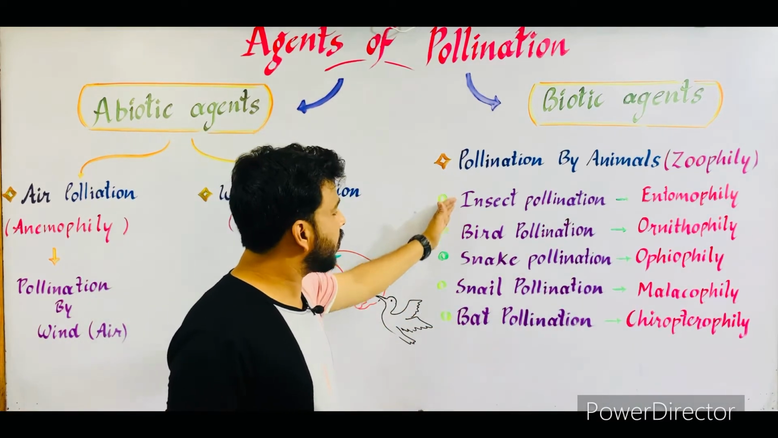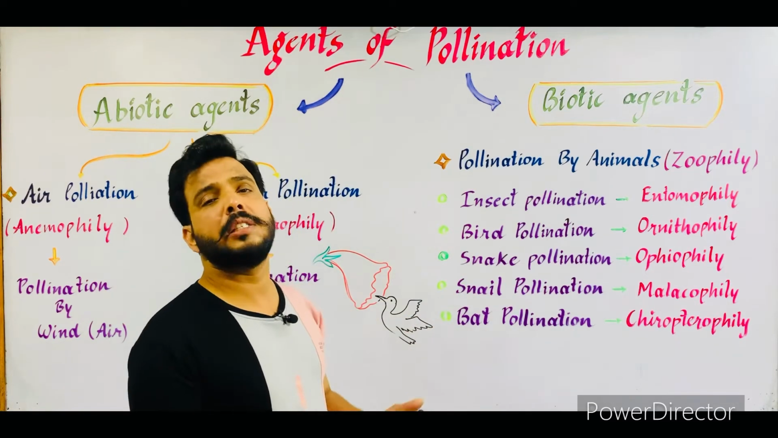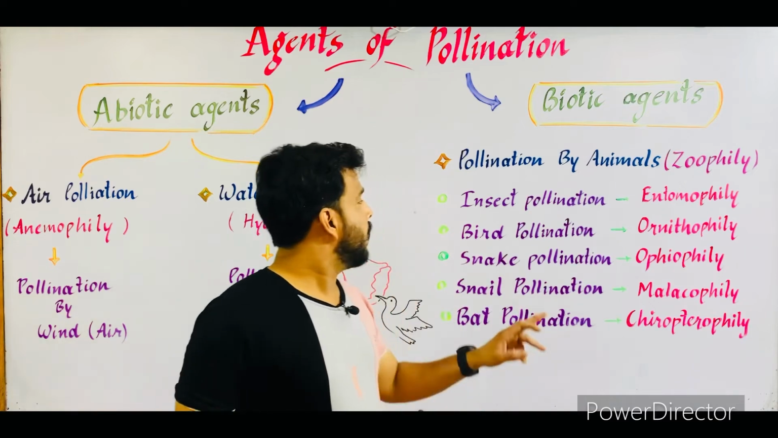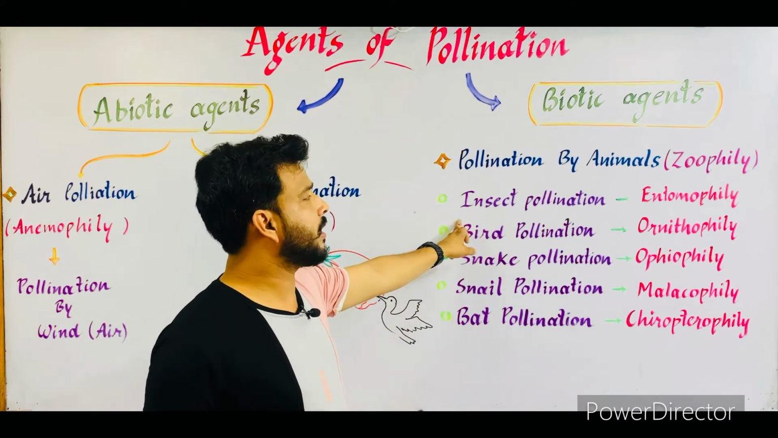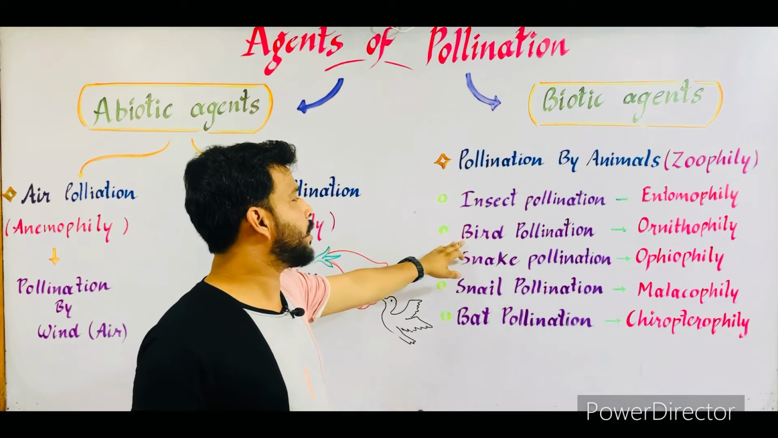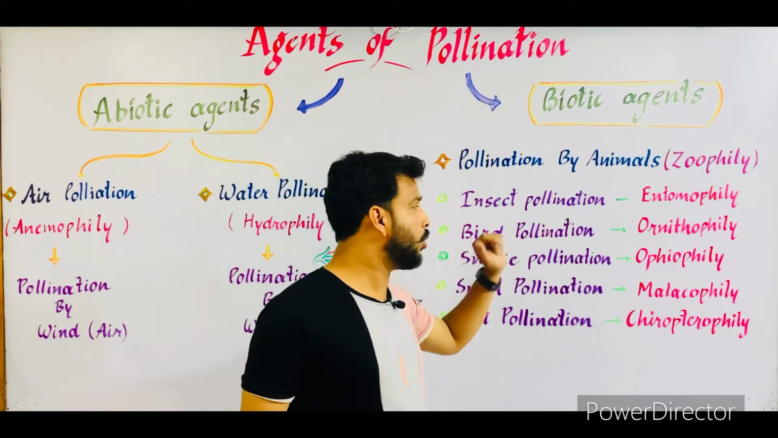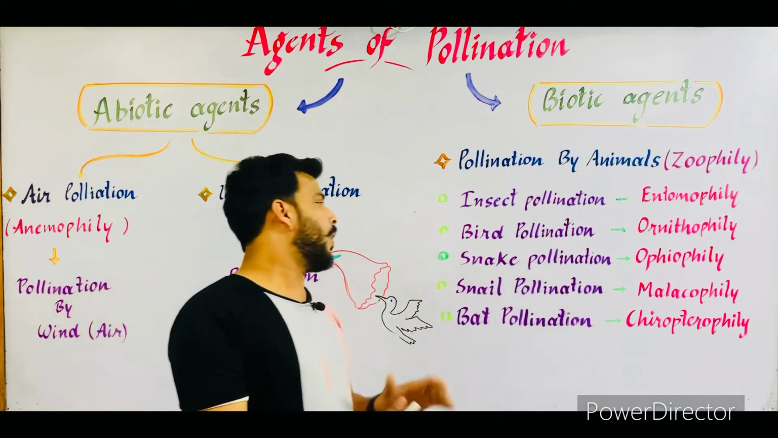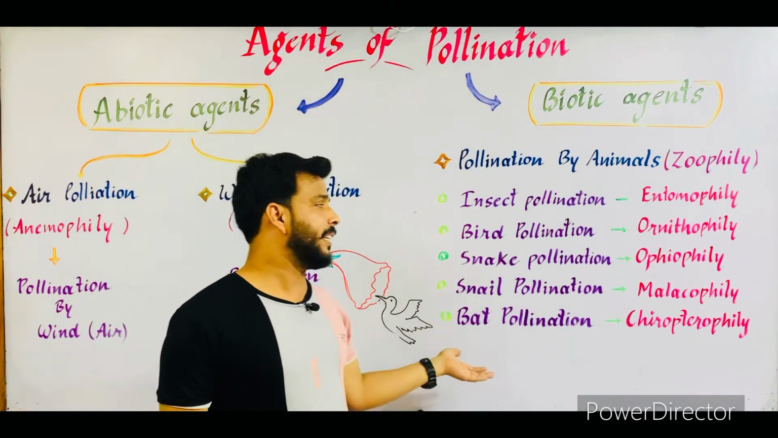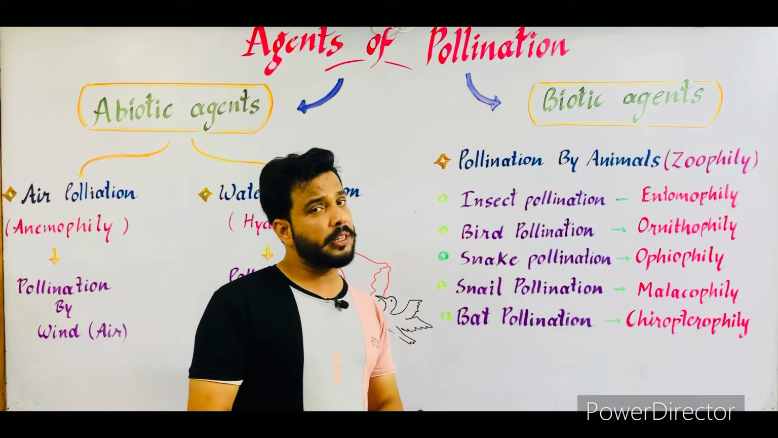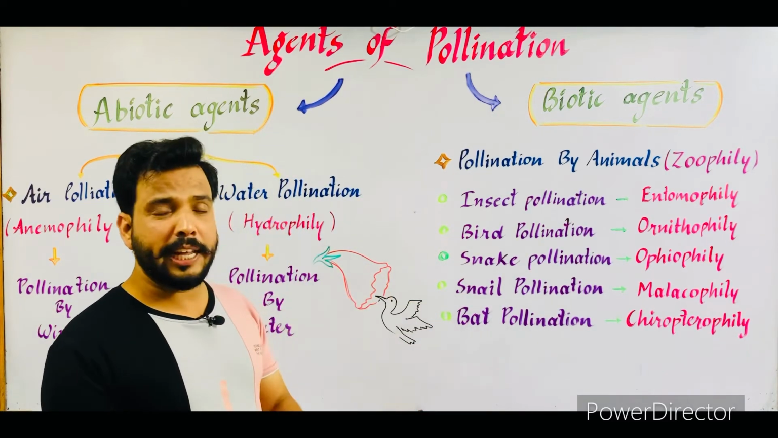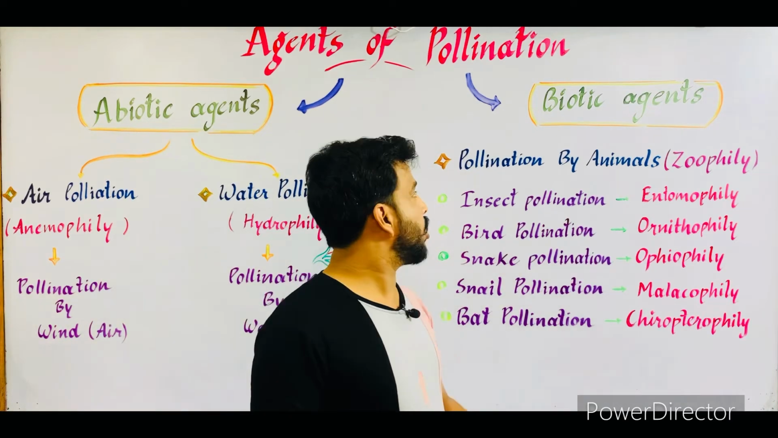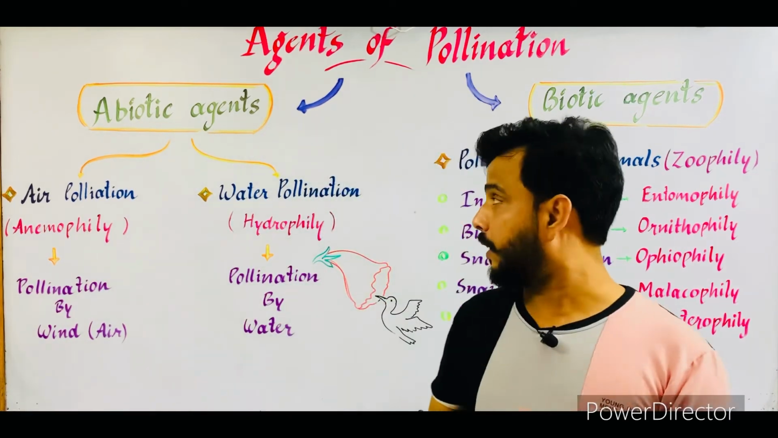So these are the types of zoophily, or you can say branches of zoophily. I will summarize once. When the pollination takes place with insects, it is known as entomophily. When it takes place with the help of birds, it is known as ornithophily. With snakes, it is known as ophiophily. With snails, it is known as malacophily. And finally, when pollination takes place with the help of bats, it is known as chiropterophily. So it was all about the biotic agents of pollination.